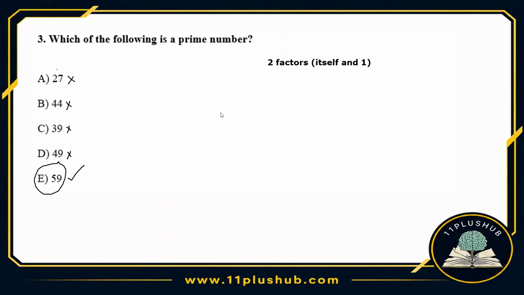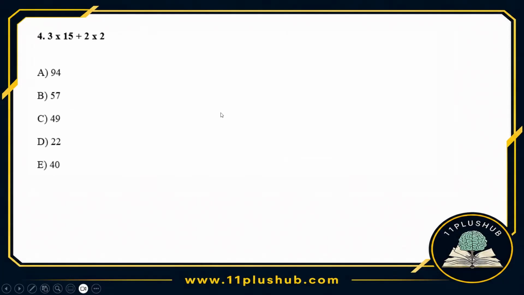Okay, let's move on to question 4. 3 multiplied by 15 plus 2 multiplied by 2. So when we are dealing with questions that have more than one operation, we must use BIDMAS. Okay, so we've got multiplication, addition, and multiplication. And BIDMAS tells us that we do the brackets first, then the indices, then we deal with division and multiplication, and then addition and subtraction.